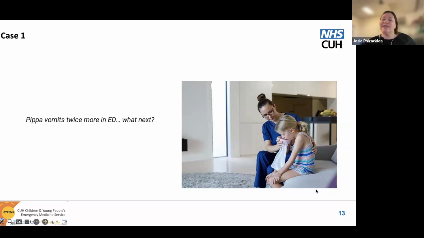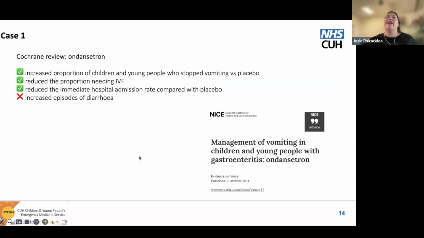Yeah, so we've got ondansetron from Charlotte in the chat. And I think there used to be quite a lot of reservation to use ondansetron in children. I think there was a kind of myth that they need to get out the infection and you're going to mask symptoms. But now pretty much most centres have moved to using ondansetron in diarrhoea and vomiting, especially if they've failed a fluid challenge. And there's a Cochrane review about managing vomiting in children and young people with gastroenteritis.